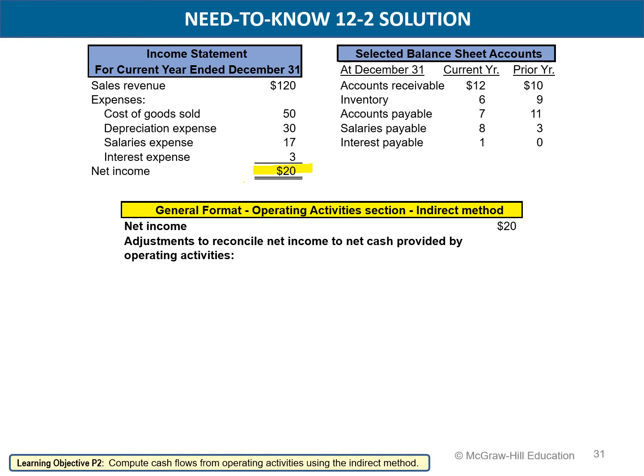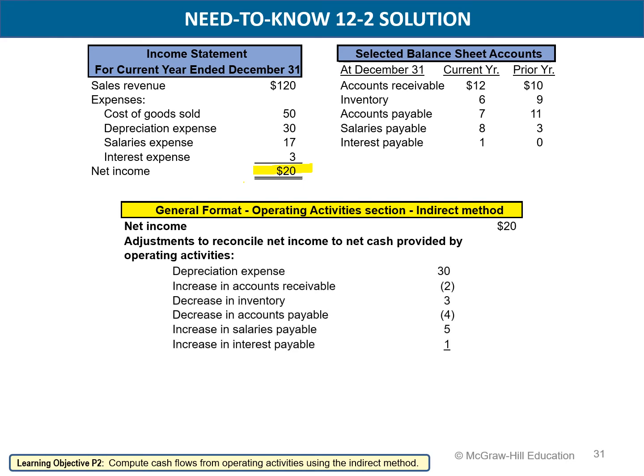Then we have to make our adjustments to reconcile net income to the net cash provided by operating activities, right? So we're going to add back our depreciation expense because that's not a cash related item and our income was originally reduced by it, right? And then they don't have any gain or loss on sale there, so that's the only non-cash item.